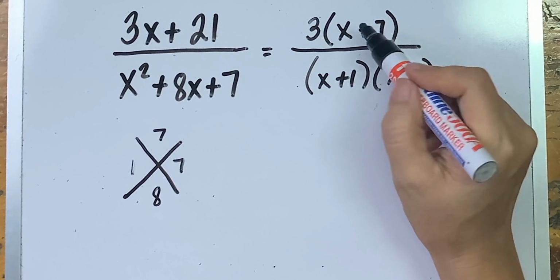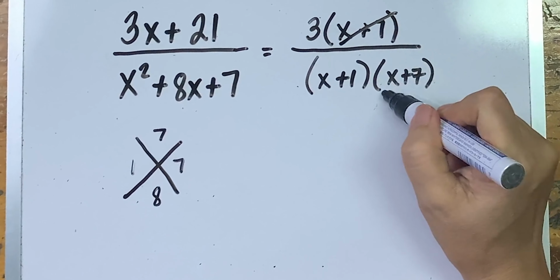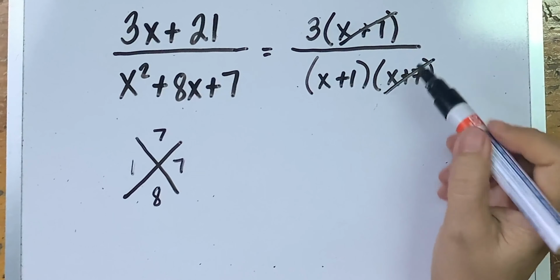You notice that x plus 7 is present in both numerator and denominator, so we can cancel both. So we have our final answer as 3 over x plus 1. So x is restricted to -1 because we cannot set x to be -1, because it will make our denominator 0. So we can say that our solution set will be x such that x is not equal to -1.